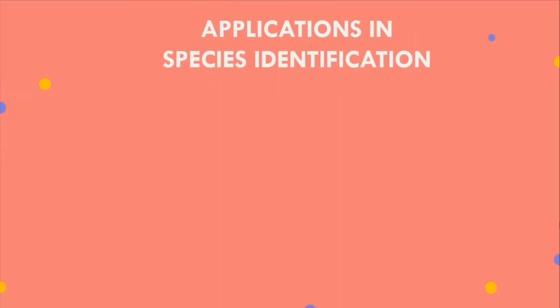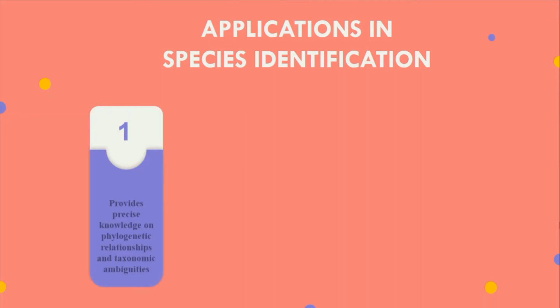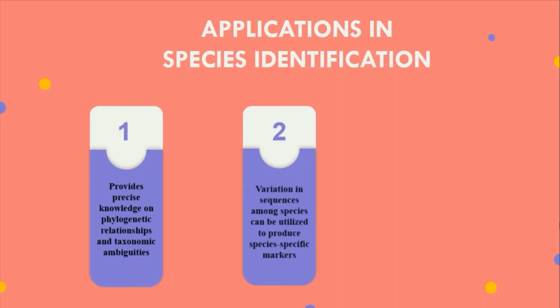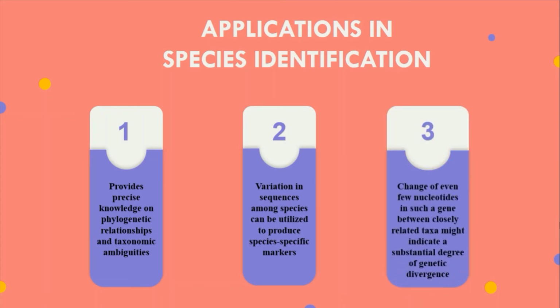First, application of DNA markers in species identification. The interspecific genetic divergence established through species-specific diagnostic molecular markers provides precise knowledge on phylogenetic relationships and also resolves taxonomic ambiguities. The structure of mitochondrial RNA genes, tRNA and rRNA, and the functional molecule of the 60S rRNA are highly conserved among the animal taxa, so the animal taxa are related even distantly.